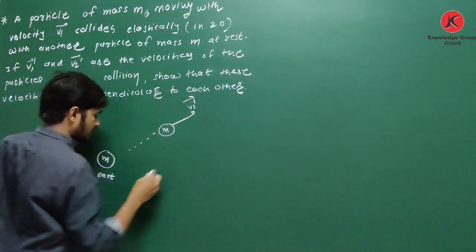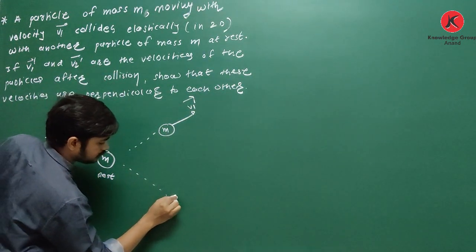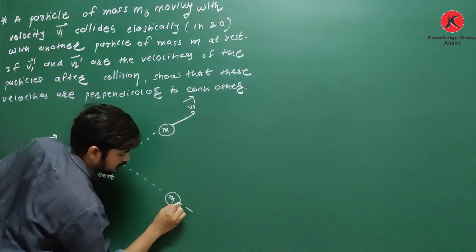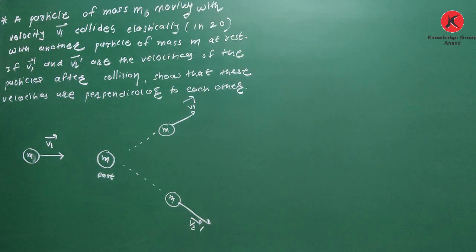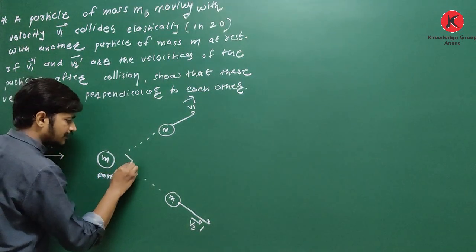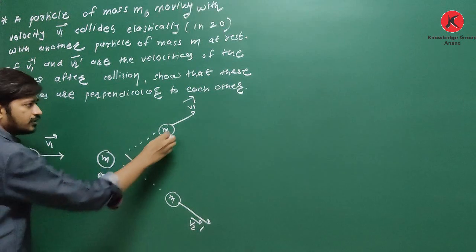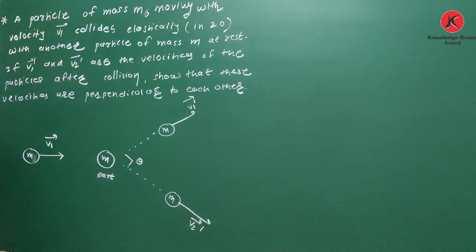v1 dash after collision and v2 dash after collision, the velocities are v1 dash and v2 dash. Then show that these velocities are perpendicular to each other. It means if the angle between these two velocities v1 dash and v2 dash is theta, we have to prove that this theta is equal to 90. Clear about this? How to prove this?